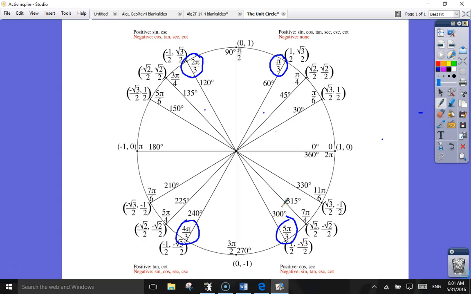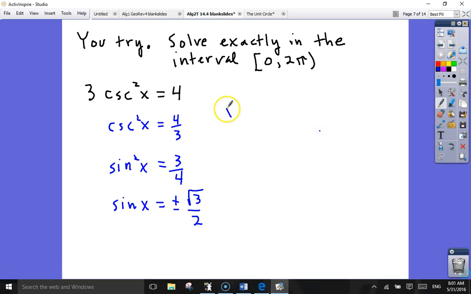Is it every multiple of pi over 3? Not really, because you don't have pi. That's 3 pi over 3. And you don't have 2 pi. That's all the rest of them. Okay, so 1, 2, 4, 5. So x equals pi over 3, 2 pi over 3, 4 pi over 3, 5 pi over 3.